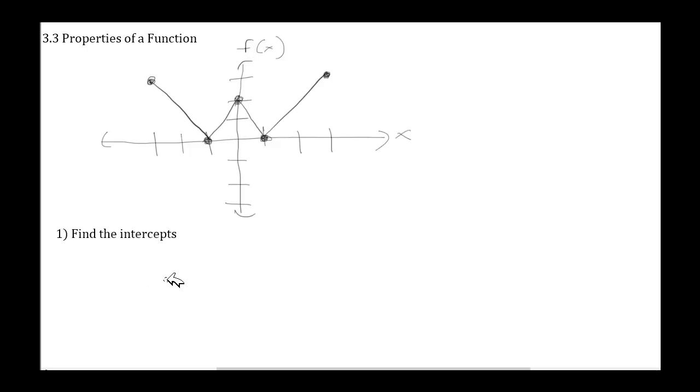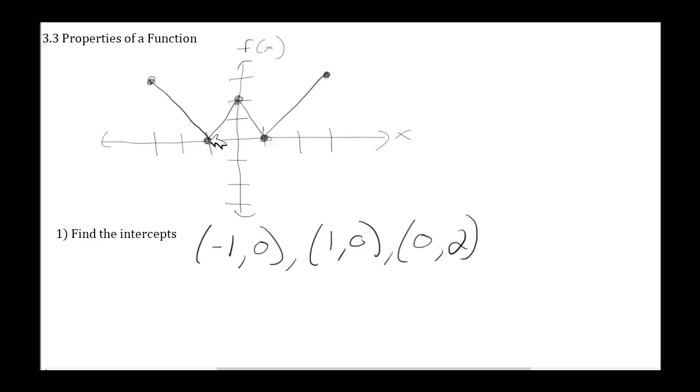Okay, first I want to find the intercepts. Remember, intercepts are where you hit the x or y axis. So here it looks to me like we have three of them. Here's an intercept, here's one, and here's one. So our intercepts are the points (-1, 0), (1, 0), and finally (0, 2). Those would be our three intercepts. Here are the x-intercepts and here is our y-intercept. Okay, next up.